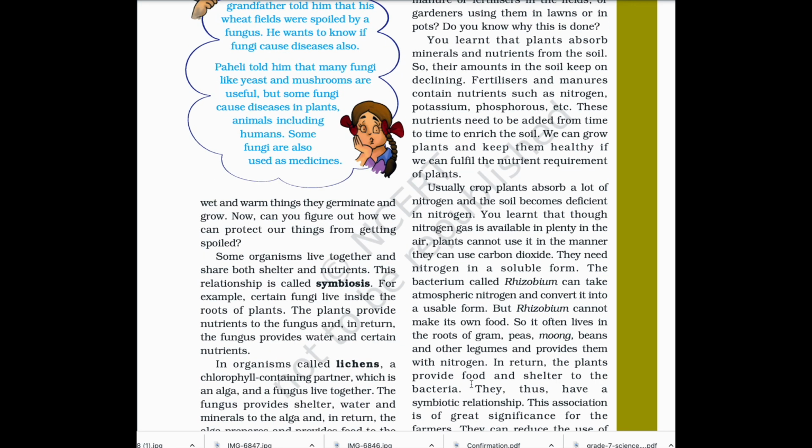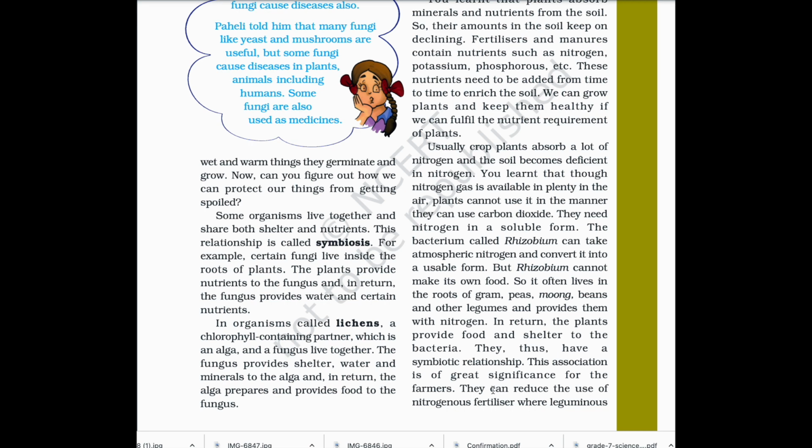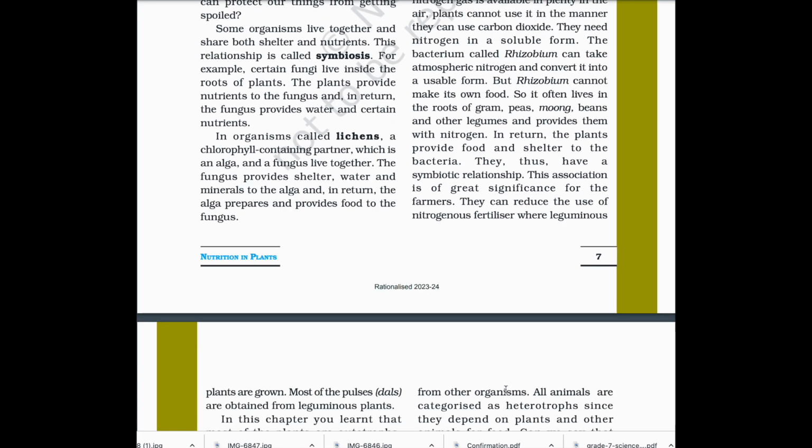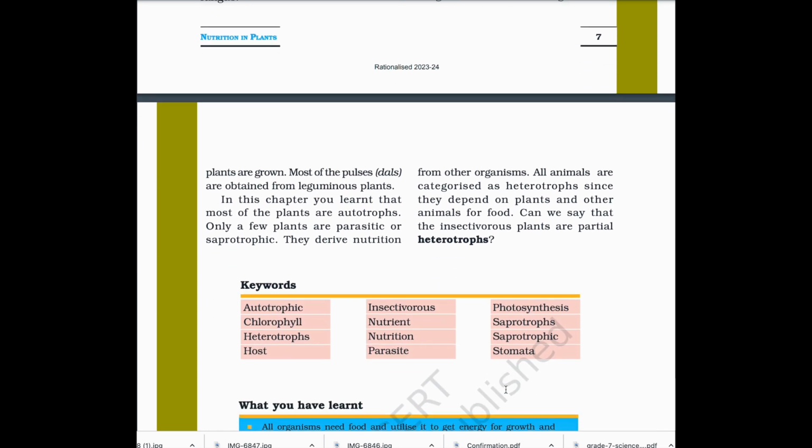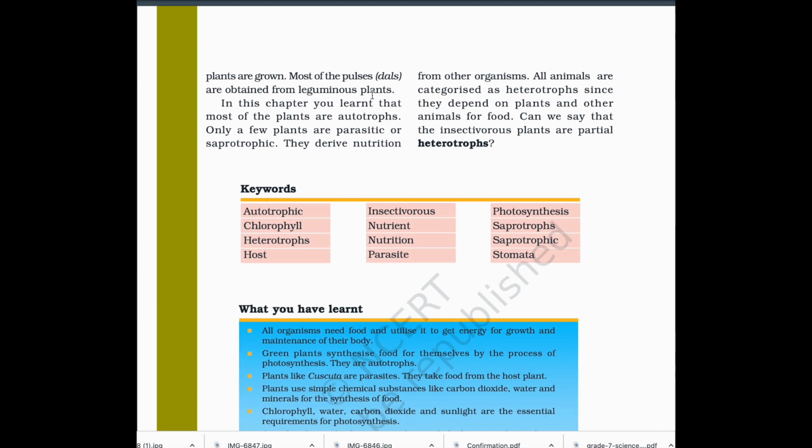The Rhizobium cannot make its own food, so it often lives in the roots of gram, peas, mung, beans, and other legumes and provides them with nitrogen. In return, the plants provide food and shelter to the bacteria. They thus have a symbiotic relationship. This association is of great significance for the farmers. They can reduce the use of nitrogenous fertilizer where leguminous plants are grown. Most of the pulses, dals, are obtained from leguminous plants.